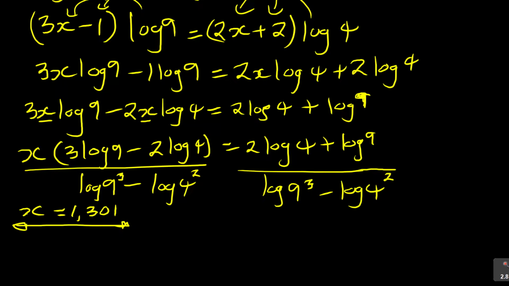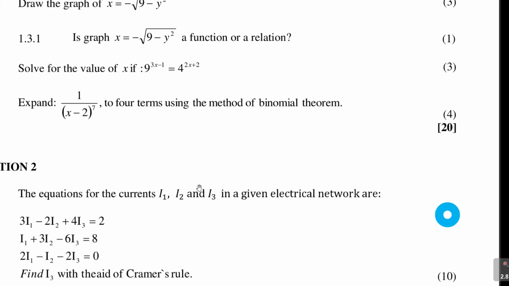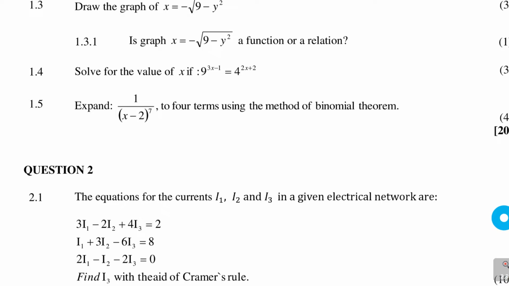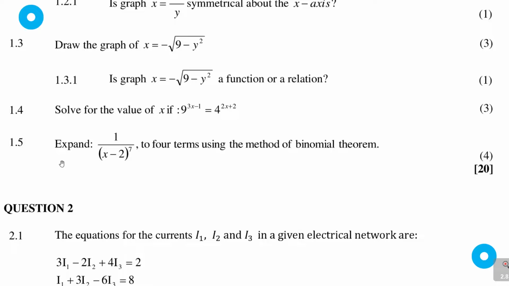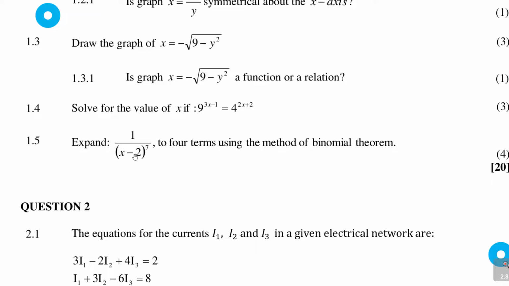Now let's move on to the next one. The last question here is 1.5, if you can erase that. Now it says expand 1 over that to 4 terms, only 4. So we have to expand, but to 4 terms using the method of binomial theorem. You see they are specific there. To expand on that, which is 1 over x minus 2 to the exponent 7, 5 marks. So let me write that.